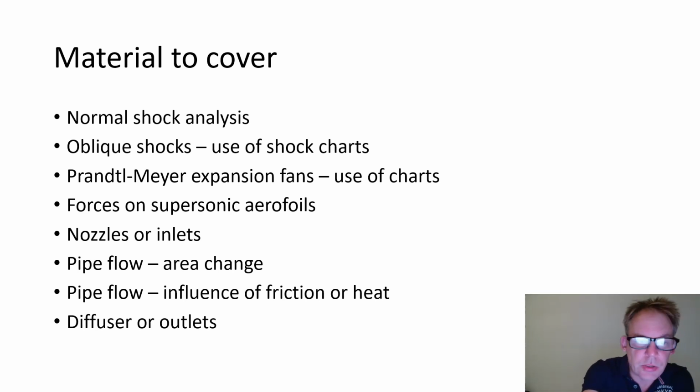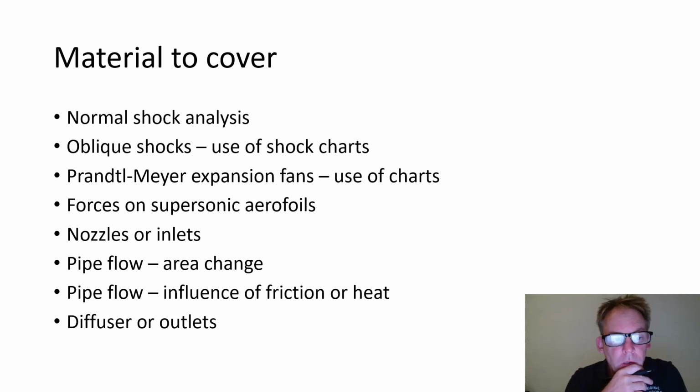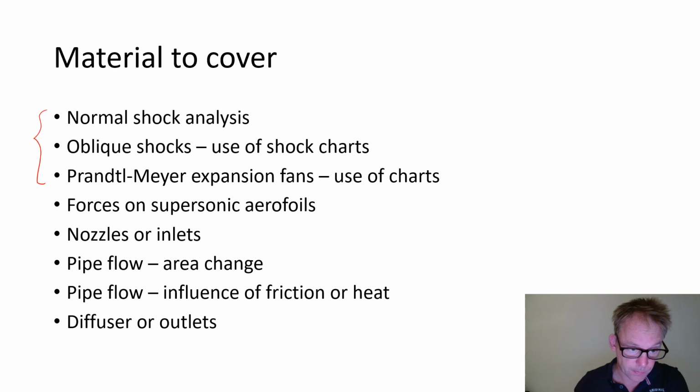So what are we going to cover in this course? Well, we're going to start at the beginning. We're going to start off with what a normal shock is, and then build up our basic concepts around particular flow structures, which are a normal shock, an oblique shock, and an expansion fan. Expansion fans are kind of the opposite to something that's compressed, a shock. These are the basic building blocks. We're going to be able to apply these to various situations: forces on supersonic aerofoils, nozzles and inlets, and diffusers and outlets.